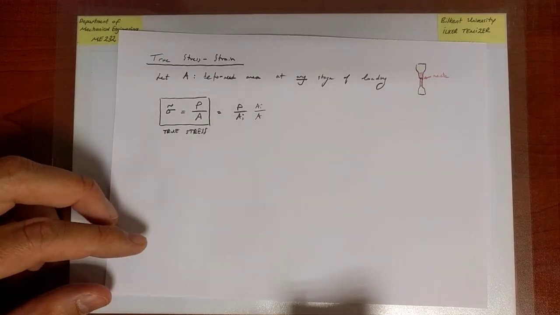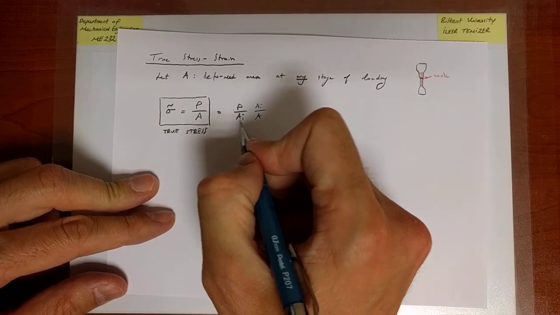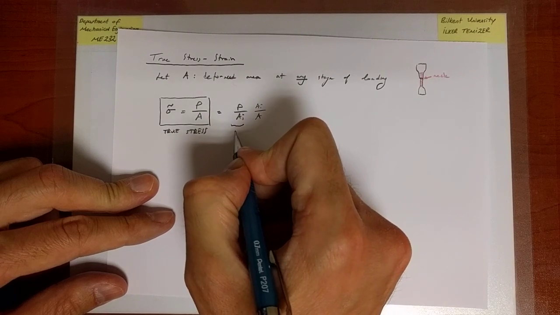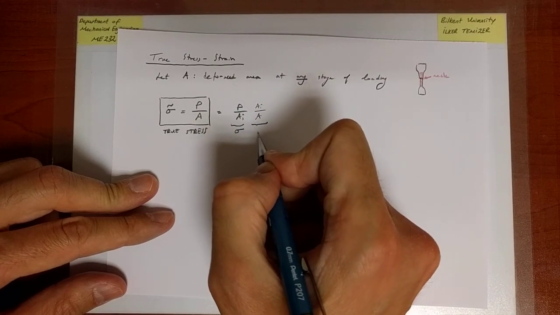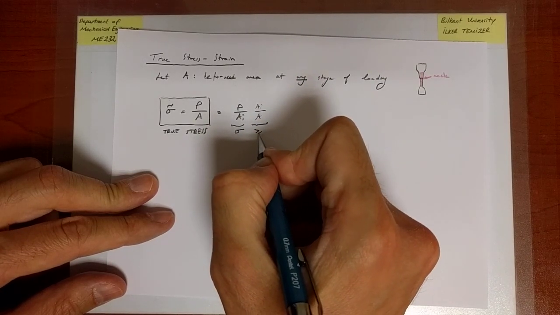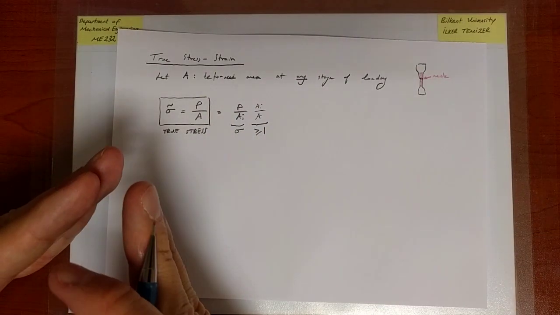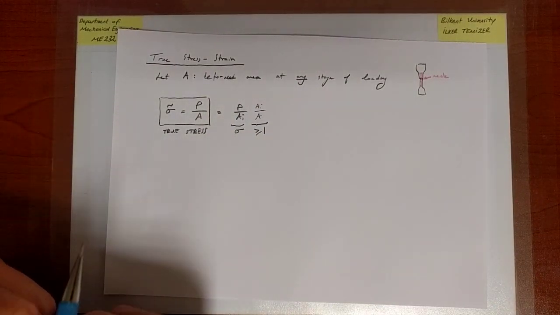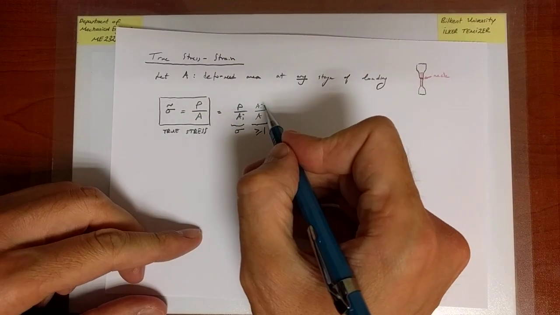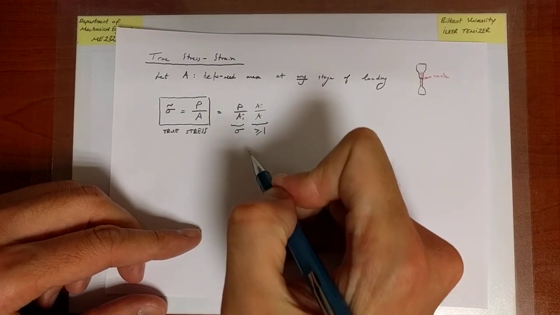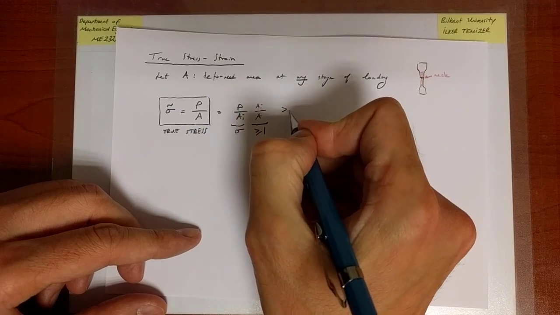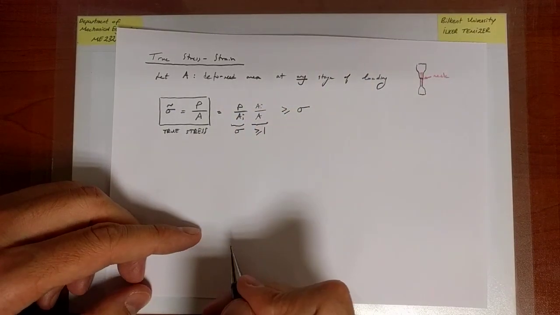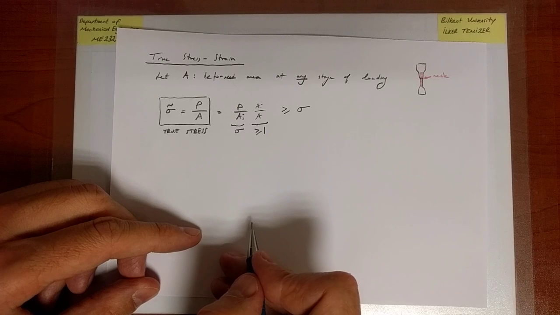Subsequently, I can observe that the first quantity here is sigma, and the second quantity here is certainly something that is greater than 1, because when the specimen deforms, the cross-sectional area is going to become smaller. So AI is always larger than A. So what we see, therefore, is that the true stress is expected to be larger than the engineering stress.